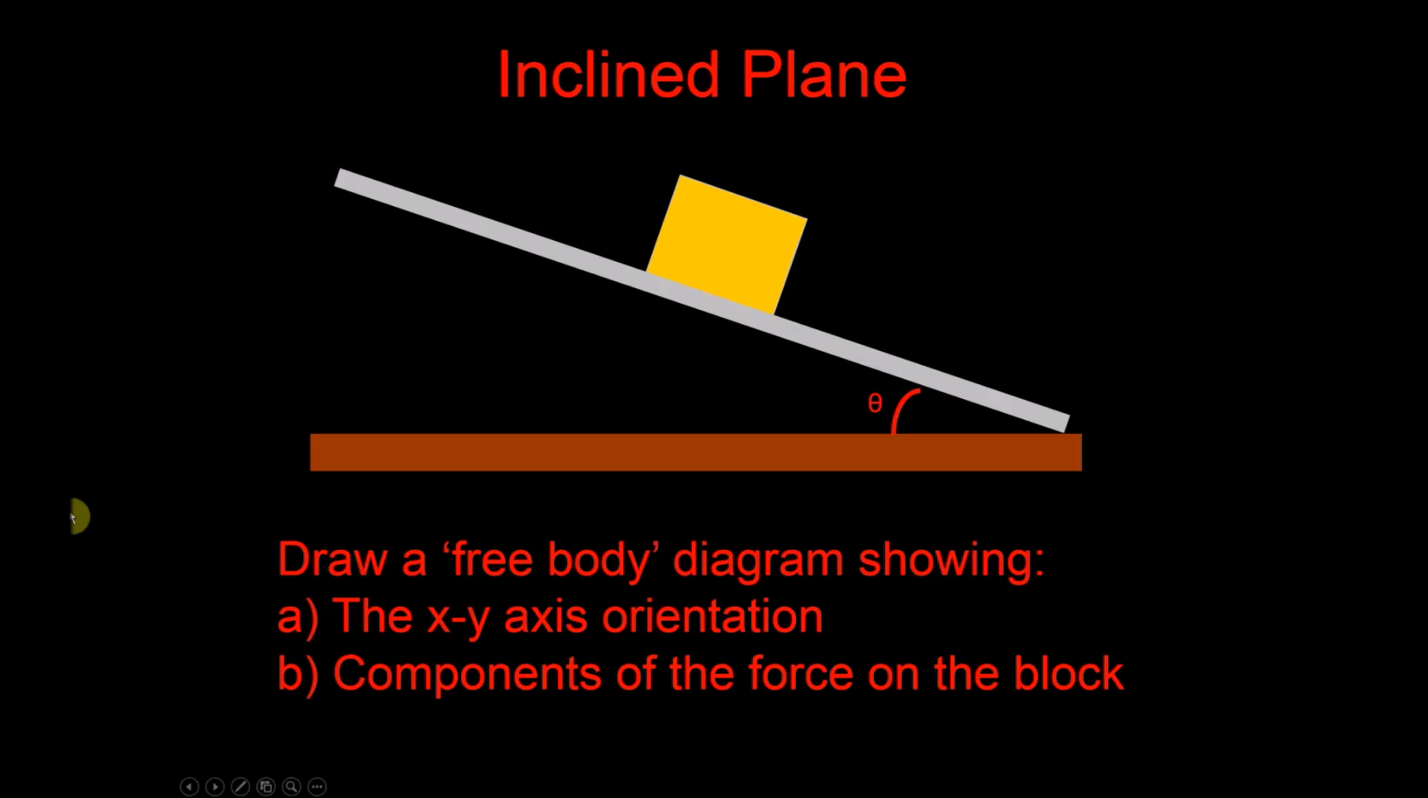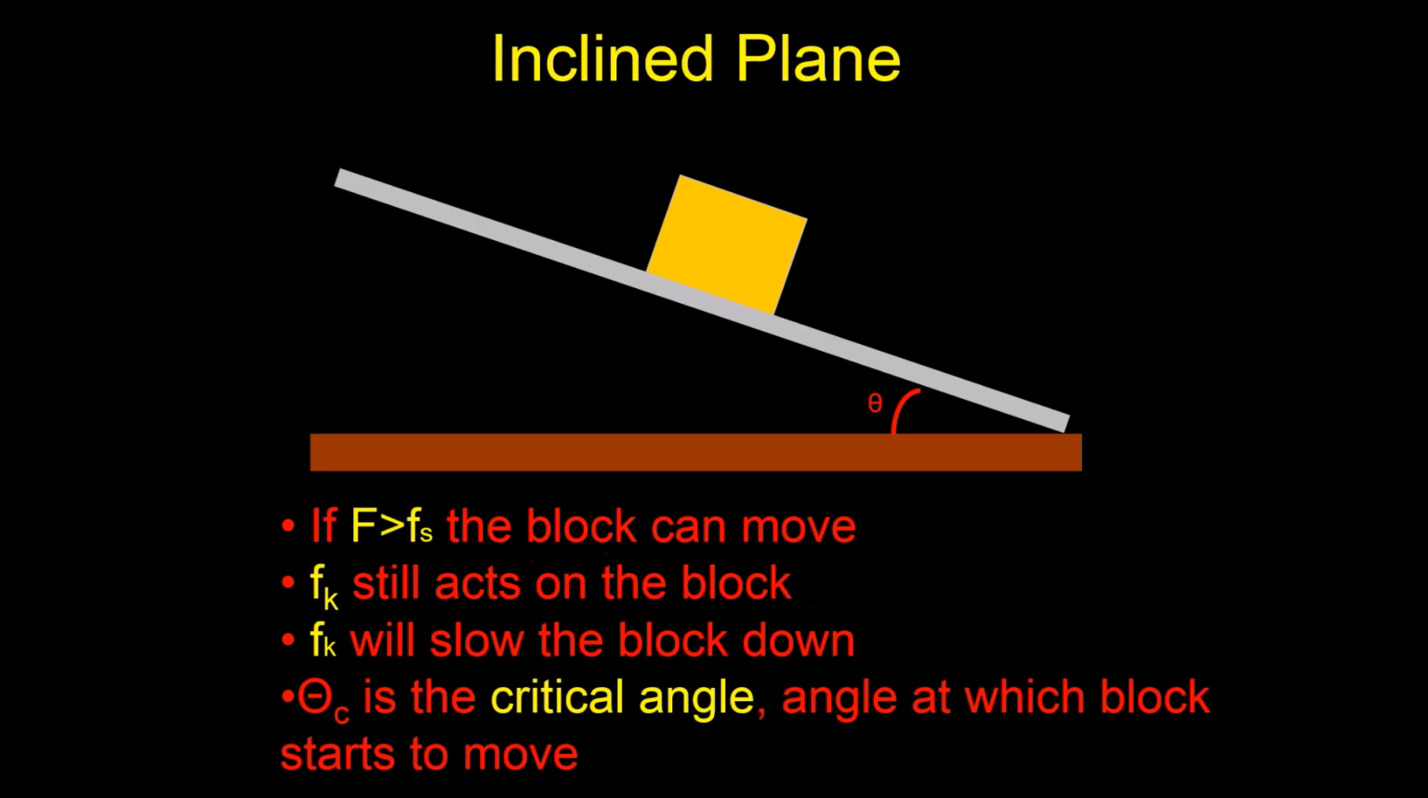So let's look at these effects and draw a free body diagram that shows both the XY orientation that we will use for this system and all of the components of the force on the block. In this case though, we're now armed with our concepts and equations for friction, and we're going to apply friction and make this a realistic problem. So when we place our block on the inclined plane, we have to think about where our XY axis is aligned. The other thing we have to think about are the forces at play.